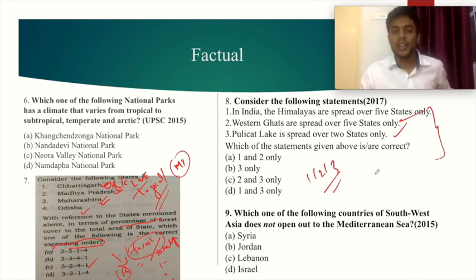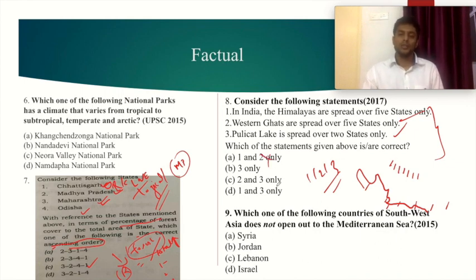Like the Indian Himalayas. If I know about the Himalayas, I know they are there in Kashmir, in Uttarakhand, in Himachal Pradesh, then UP, then Bihar, and then Sikkim, and then Arunachal Pradesh. So the states you should know: Jammu Kashmir, then Uttarakhand, then Himachal, then UP, then Bihar, then Sikkim, and then the Northeast. 1, 2, 3, 4, 5, 6, 7, 8, and you know one is not the answer, so one is gone.